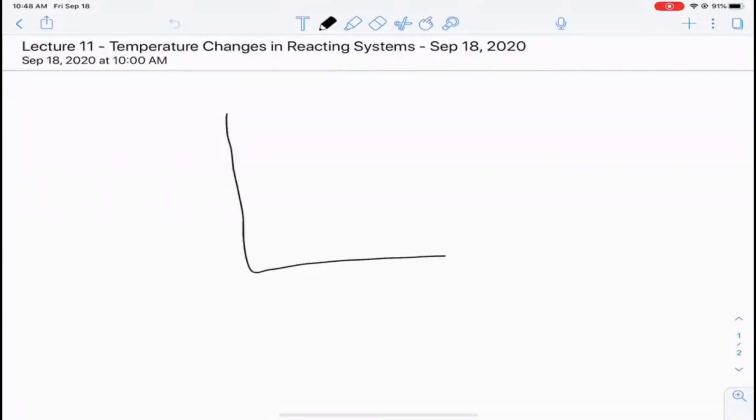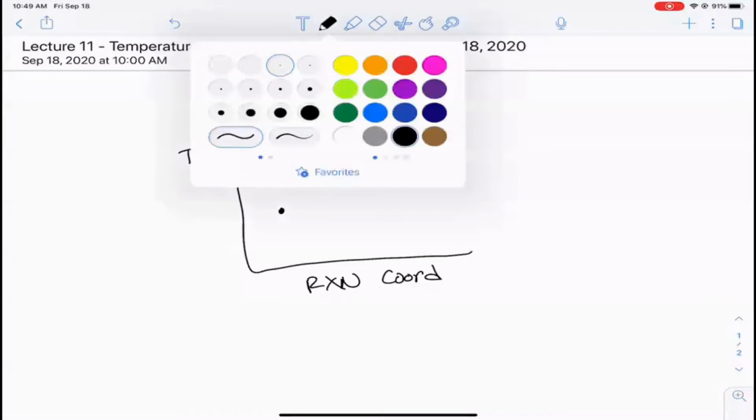So if you think about the beginning of a process, where we're going to plot, let's just say, the temperature on the y-axis and the reaction coordinate on the x-axis. You start at some initial temperature before the reaction happens. And then after the reaction occurs, you've moved past that coordinate and the reactants leave at some other temperature. So it could be higher, it could be lower. I draw it as higher in this particular example.